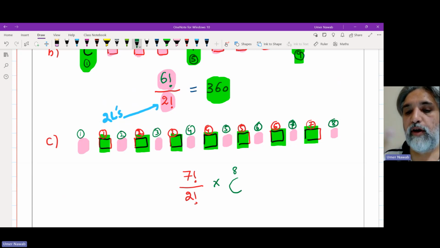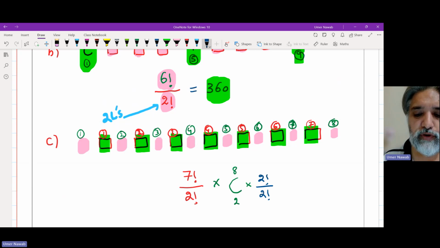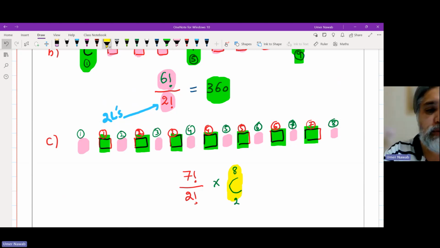And I'm gonna use only 2 spaces from them because I have 2 E's. So I write 8C2. Is it clear? 8C2. Once I select them, then I have to place them. I will say that those two E's, I can shuffle them in 2 factorial, but since they are the same, I have to divide with the 2 factorial. They will be cancelled. So no need to write this 2 factorial by 2 factorial. But this 8C2 tells you that, let me use the pink color.